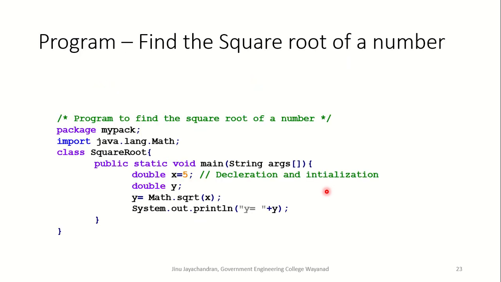Let's look at a bit more complicated program: finding the square root of a number. This is a simple program to find the square root of a number. We will look into some of the statements that we haven't looked at in the hello world. We will see what those statements are, and we are going to give a structure to the Java program. That structure will be maintained all through the course.